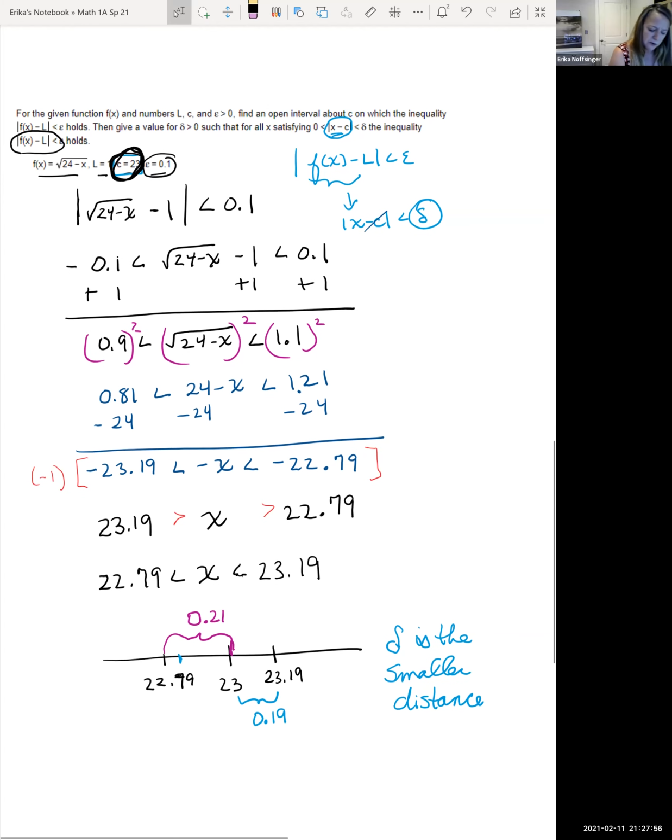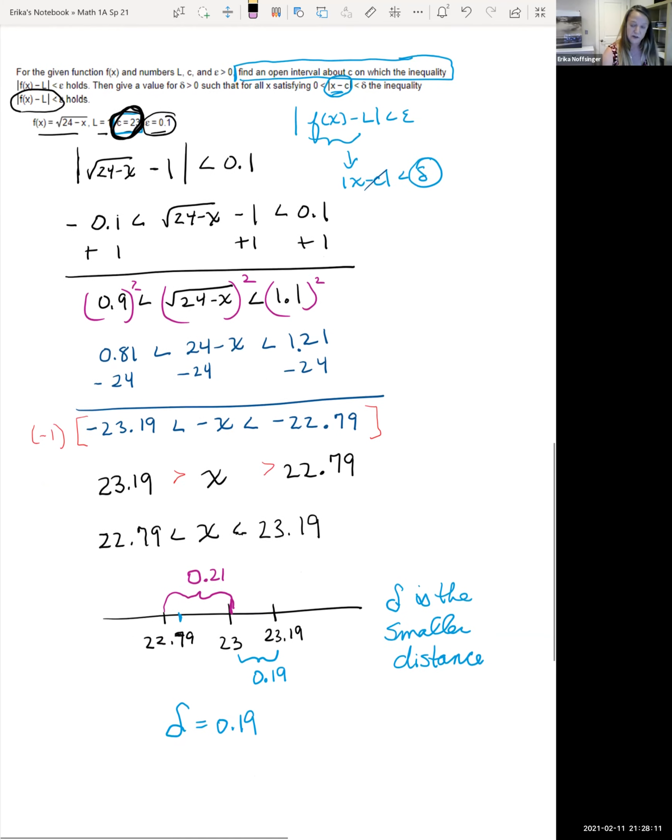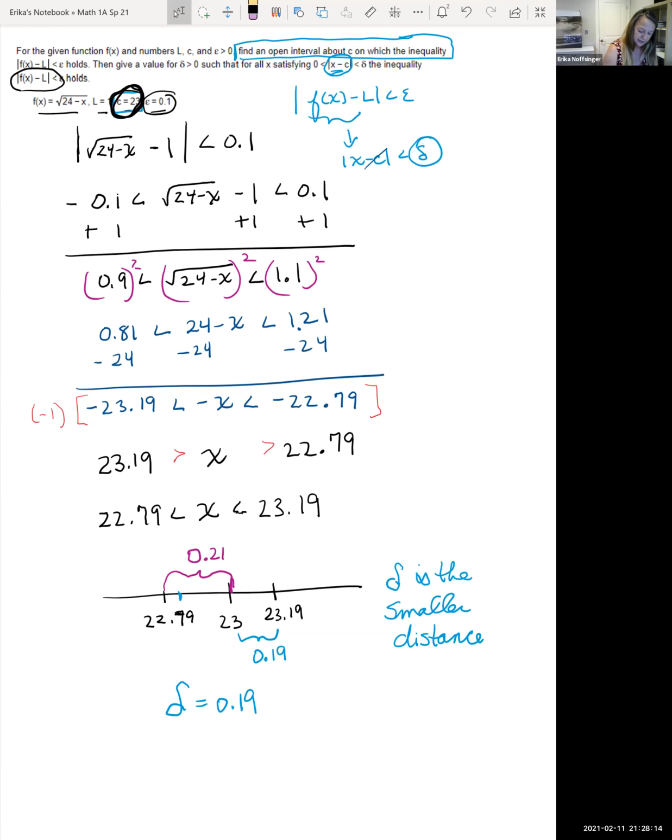I know it wanted us to, let me go back to what it wanted us, find an open interval about c on the inequality. So we found delta, and we're going to choose delta to equal 0.19. So if I'm looking at that interval around c, I would have c minus delta, comma c plus delta. Or in our case, c is 23 minus 0.19 and 23 plus 0.19.